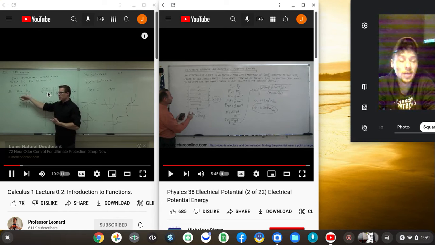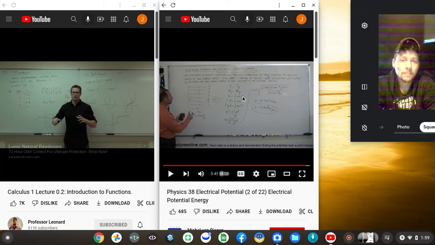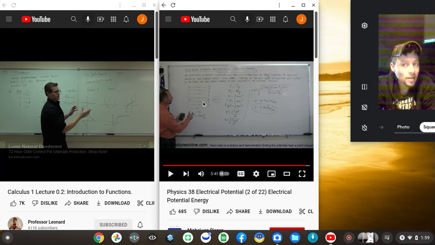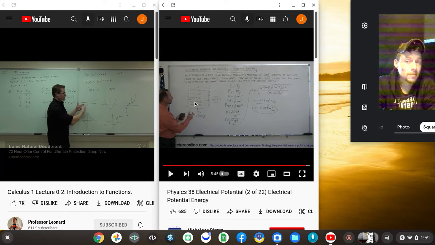We can tell whether a graph is a function formulaically, or just graphically. If we fill in one of these x input values and it is repeated with a different output, that's not a function.